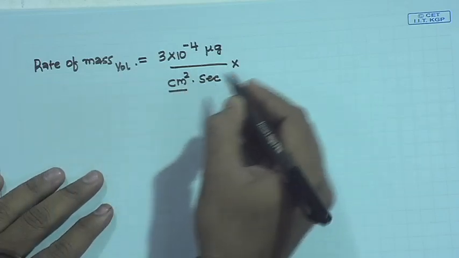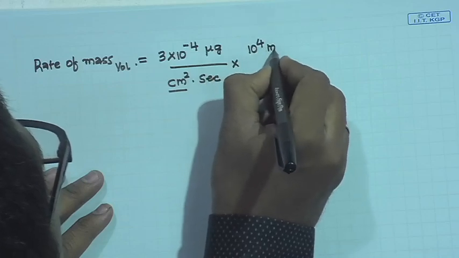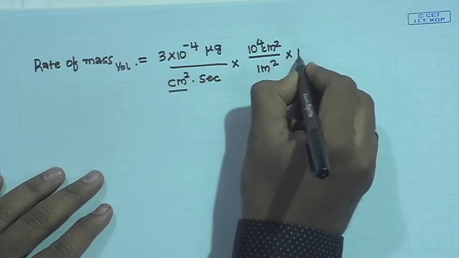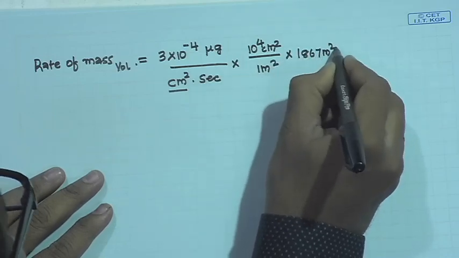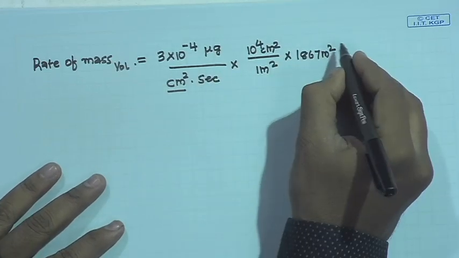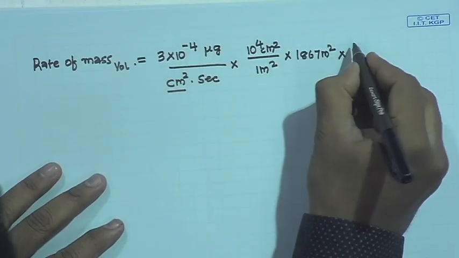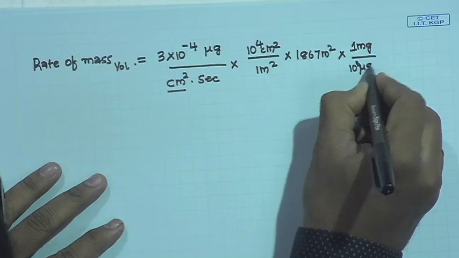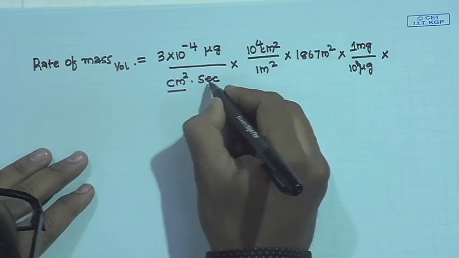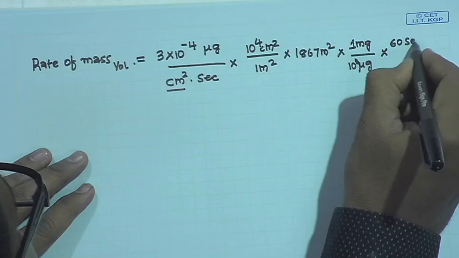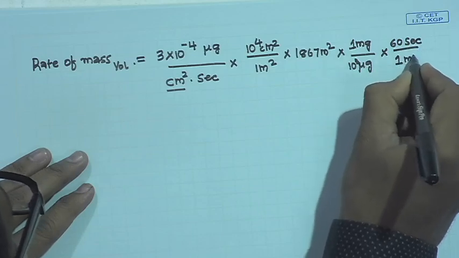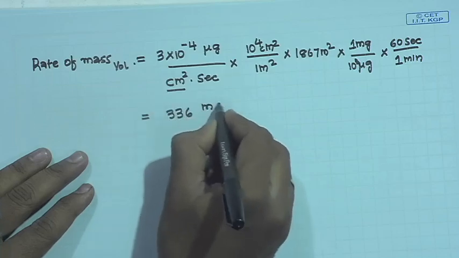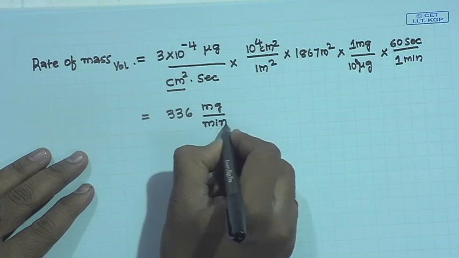10 power 4 centimeter square is equal to 1 meter square, and it is multiplied by 1867 meters square, that is the surface area of the lake. Then we will convert this microgram into milligram. 1 milligram is equivalent to 10 power 3 microgram, and we will convert the seconds into minutes. That is 60 seconds is equivalent to 1 minute. Doing this, we will get the value as 336 milligram per minute.